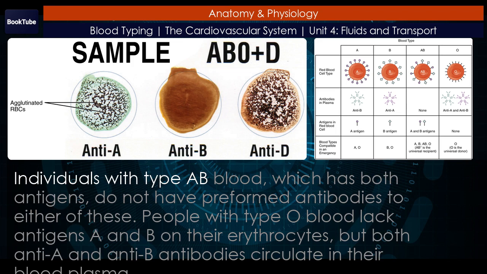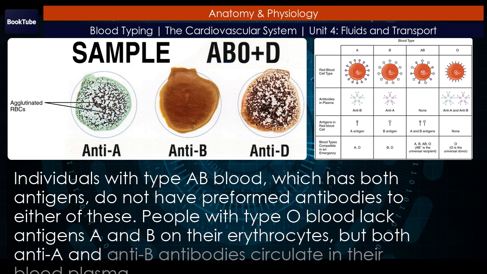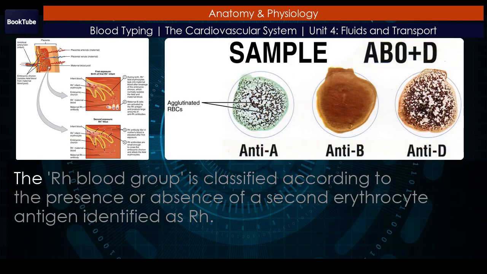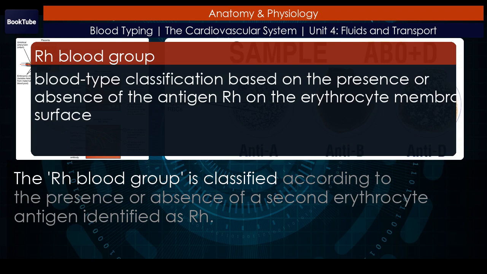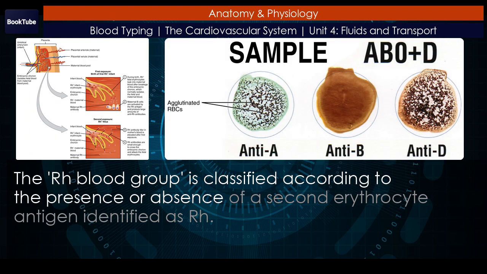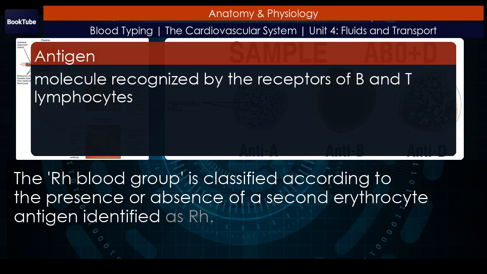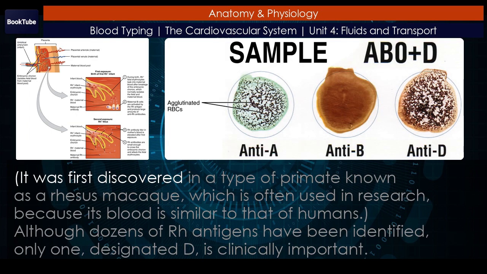Individuals with type AB blood, which has both antigens, do not have preformed antibodies to either of these. People with type O blood lack antigens A and B on their erythrocytes, but both anti-A and anti-B antibodies circulate in their blood plasma. Rh blood groups. The Rh blood group is classified according to the presence or absence of a second erythrocyte antigen identified as Rh. It was first discovered in a type of primate known as a rhesus macaque, which is often used in research because its blood is similar to that of humans.